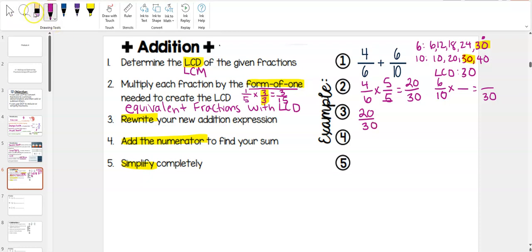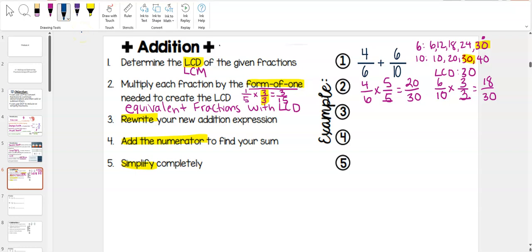And actually, I'm going to switch colors. We're going to get rid of this because I feel like it's getting hard to see. So we'll switch colors when we write it down there. Now I'm going to say 10 times what makes 30, and that's 3. Whatever I do to the bottom is what I do to the top to get my form of 1. 6 times 3 is 18.